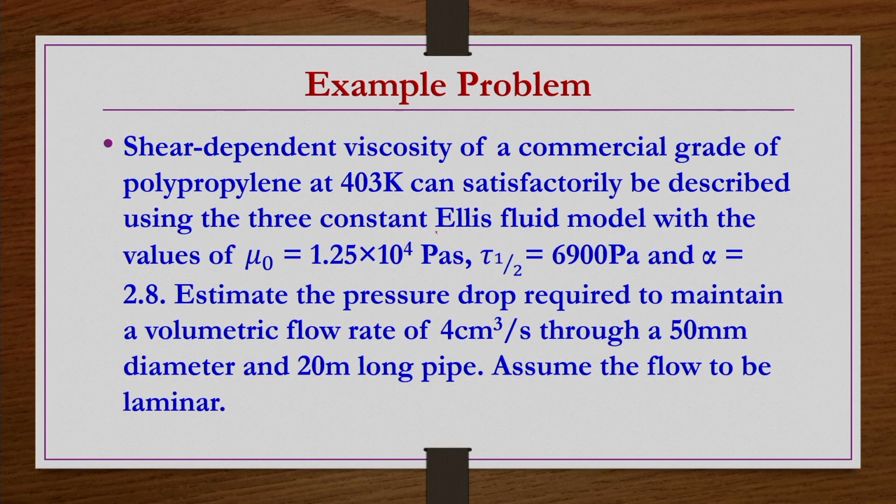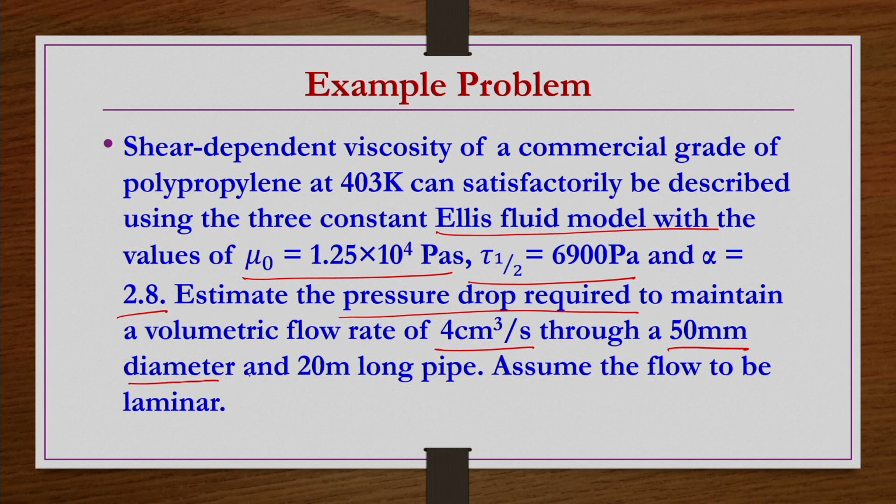Now, before concluding today's lecture, we will have an example problem. One fluid rheology is expressed by the LS model with mu naught equal to this value, tau of this value, and alpha 2.8. We are asking for the pressure drop required to maintain a volumetric flow rate of 4 centimeter cube per second through a 50 mm diameter and 20 meter long pipe. L is given, D is given, Q is given, and it was told to assume the flow to be laminar. So everything is given except minus delta P by L.